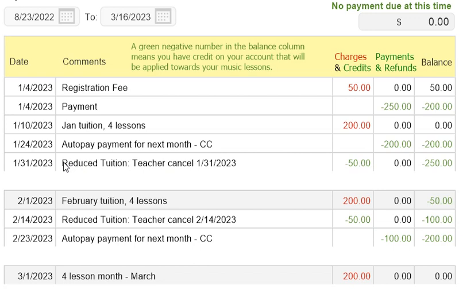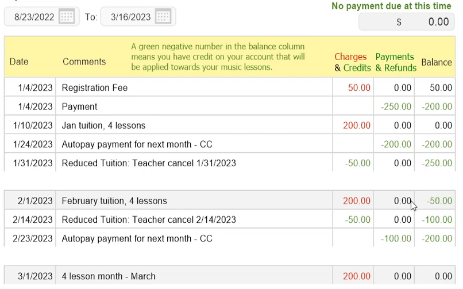Next, the teacher had to cancel a lesson, so there's a $50 reduced tuition on their account for the missed lesson that couldn't be made up. And so they currently now have a positive balance. In other words, they have a balance of $250 of credit on their account. And now on February 1st, there's a $200 charge for 4 lessons for the month of February. So that $200 deduction from the $250 credit that the customer has on account leaves us with a $50 credit that the customer has.